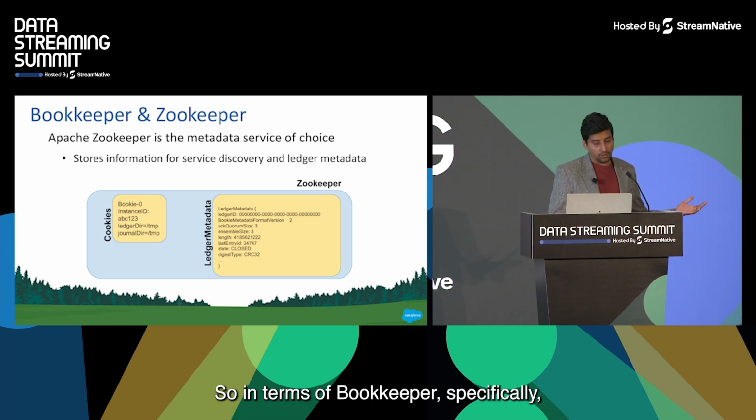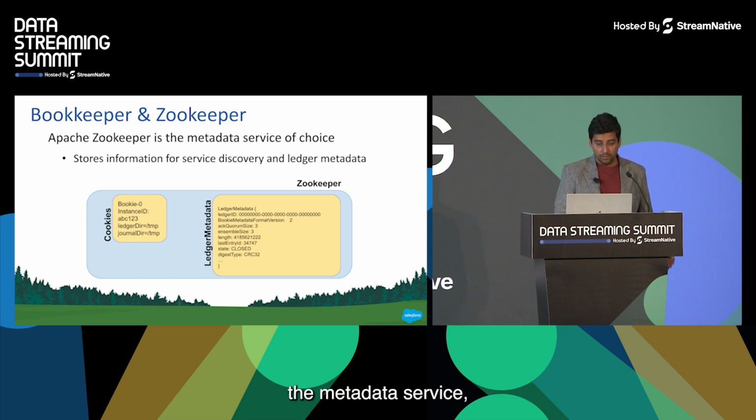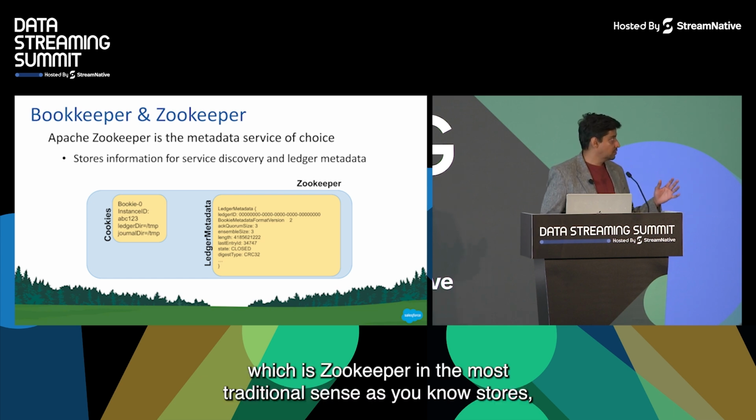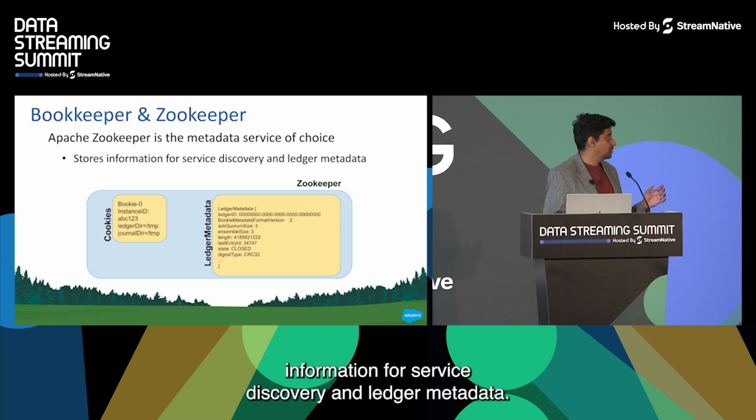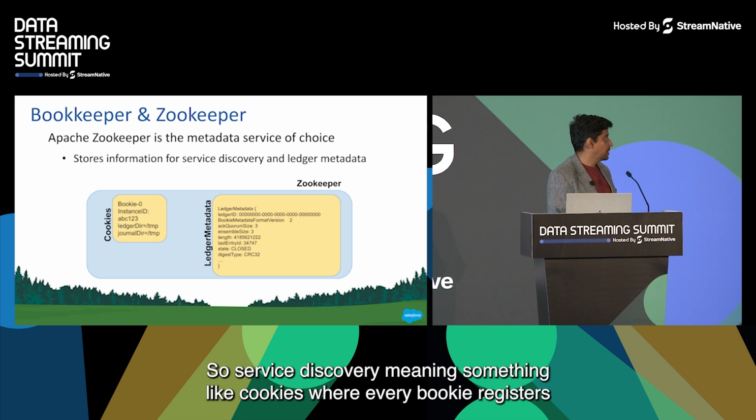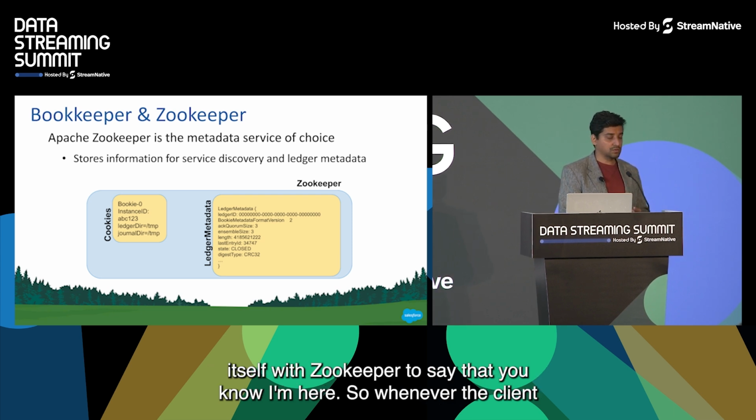In terms of Bookkeeper specifically, the metadata service, which is ZooKeeper in the most traditional sense as you know, stores information for service discovery and ledger metadata. Service discovery means something like cookies, where every bookie registers itself with ZooKeeper to say, I'm here.